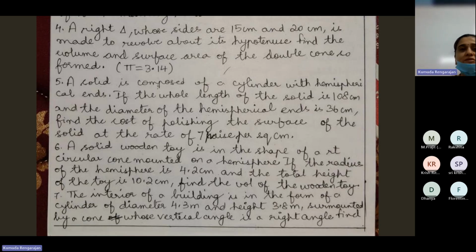Okay, what's the height of the cylinder? 3.8 or 3.8 minus 2.15. How?